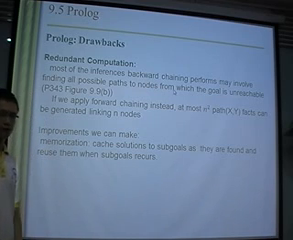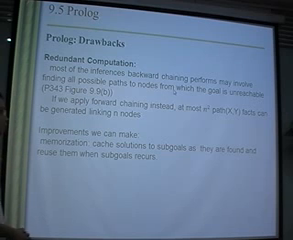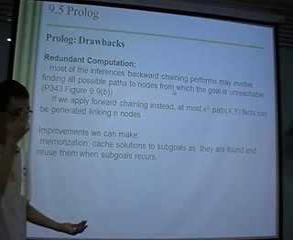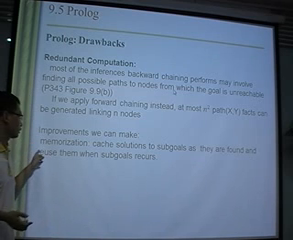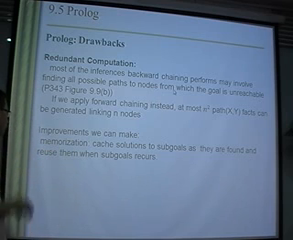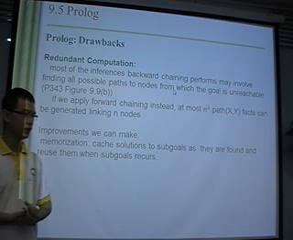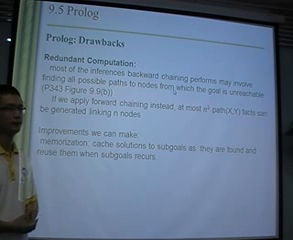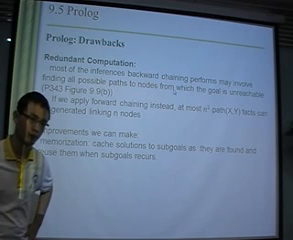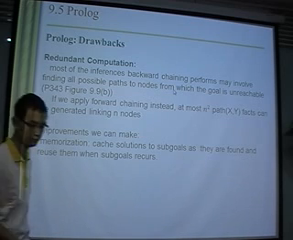And what improvements can be made? We can adopt the idea of dynamic programming and cache the solutions to sub-goals as they are found, and reuse them when the sub-goals happen again. And this is the strategy we try to use to avoid the redundant computations.